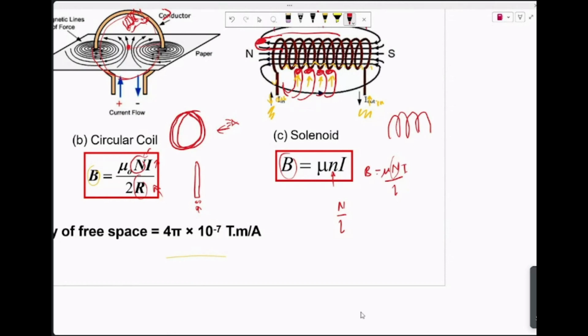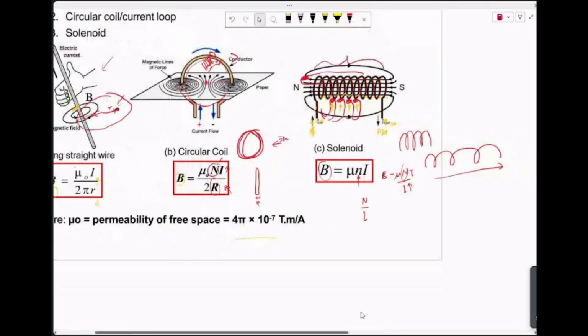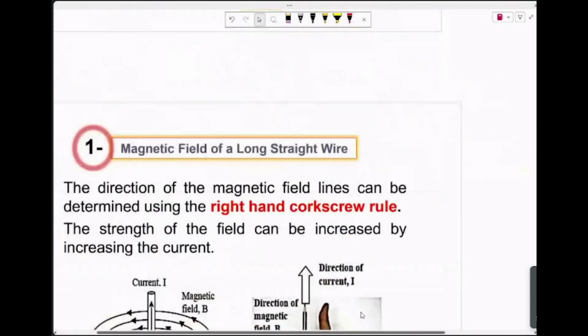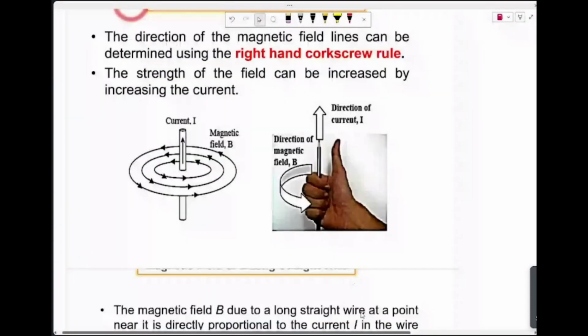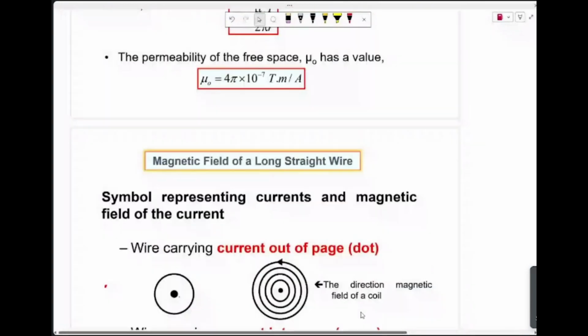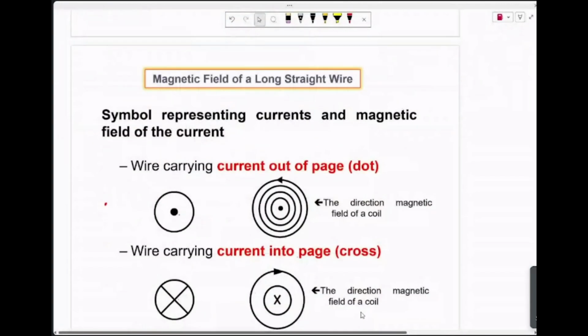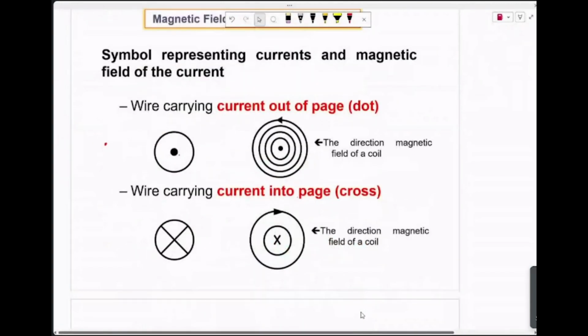But if I have the same 4 coils, but I stretch them into a longer length, which means I increase the length here, then the magnetic field here is going to be less. The current is still directly proportional in all of the cases. If you increase the current, you will also increase the magnetic field. Okay, so this was already explained just now. So that's the permeability, which I think you already know.